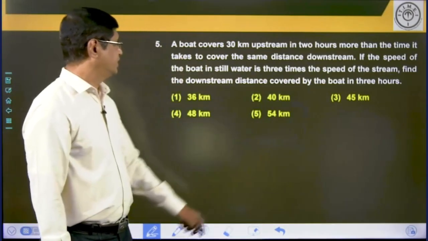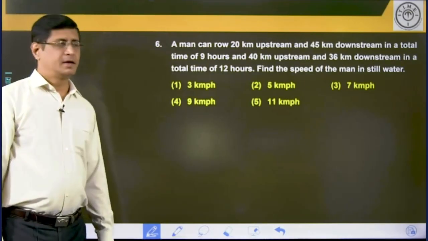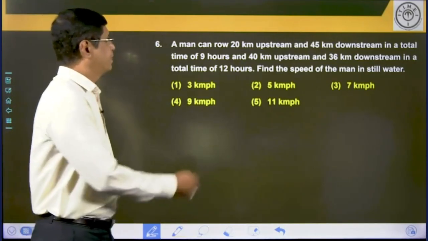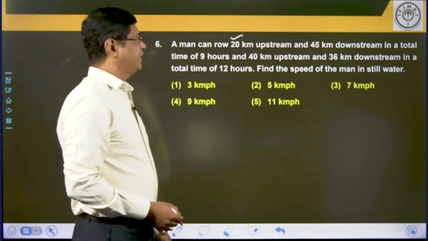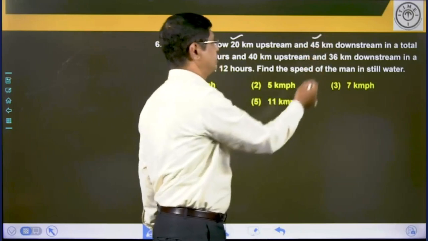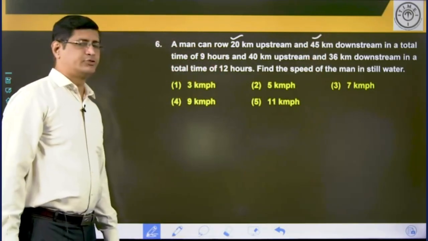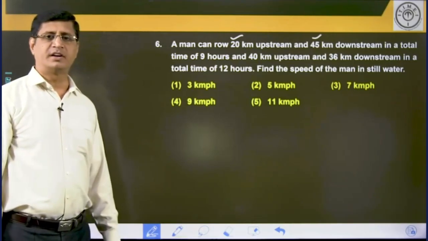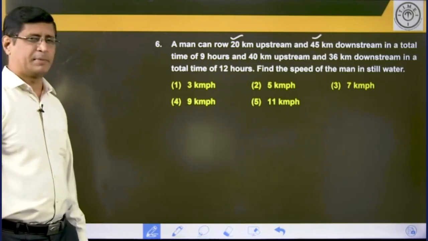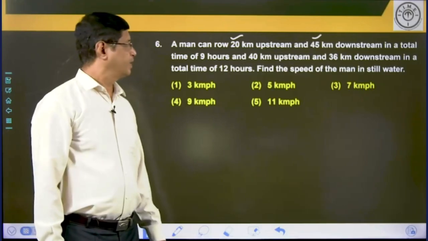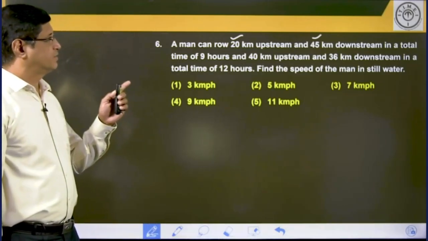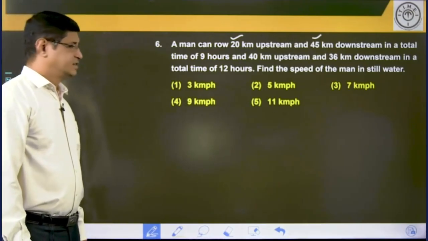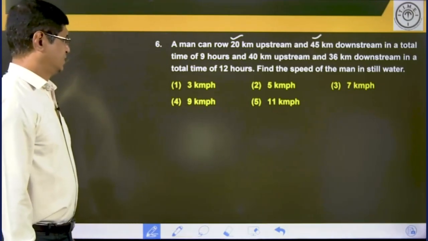Right. We'll move to the next example. A man can row 20 kilometer upstream and 45 kilometer downstream in a total of 9 hours, and 40 kilometer upstream and 36 kilometer downstream in a total time of 12 hours. Find the speed of the man in still water.